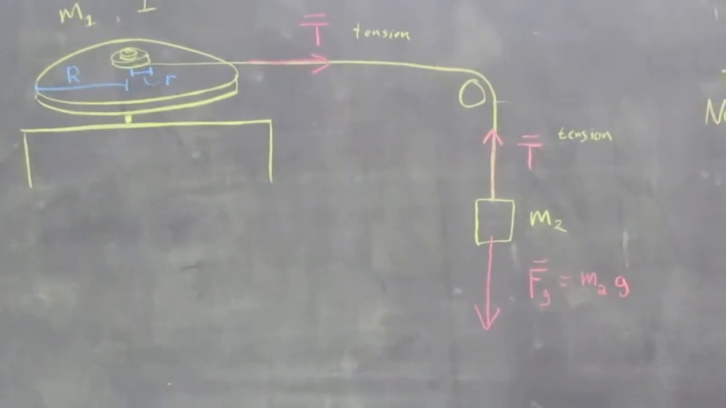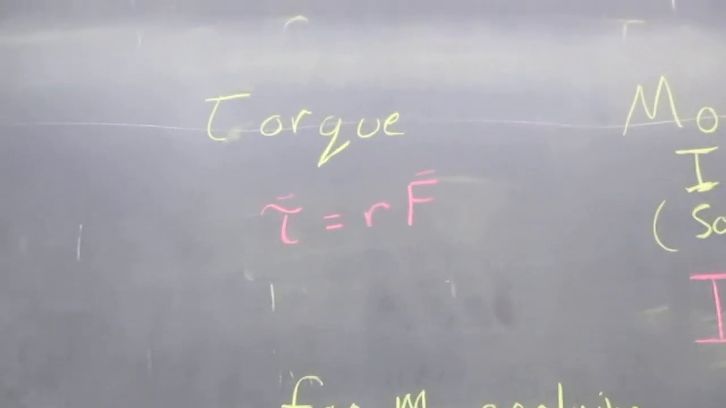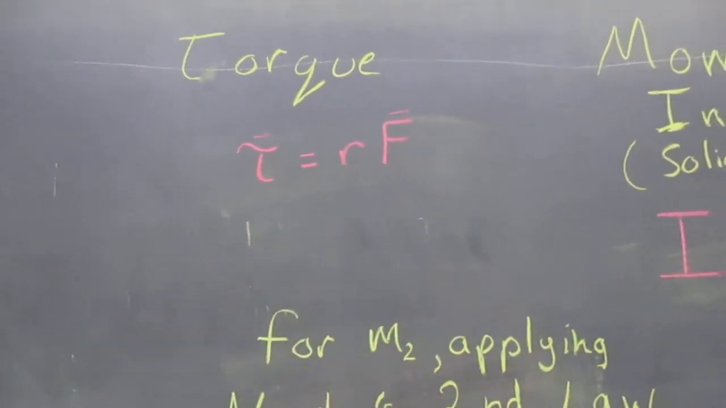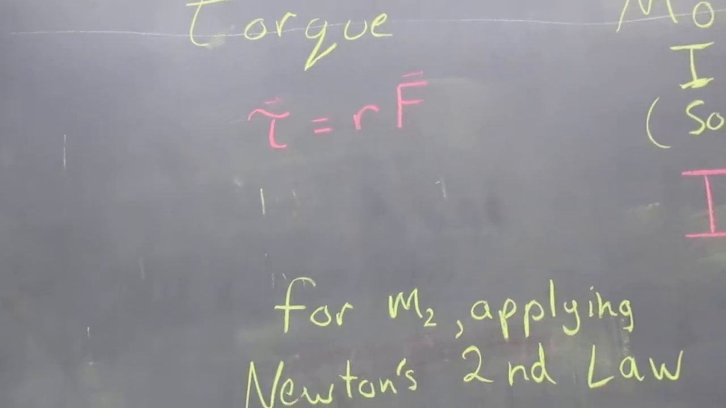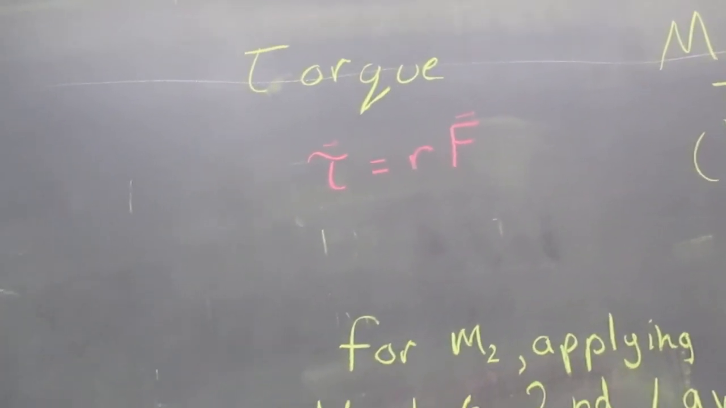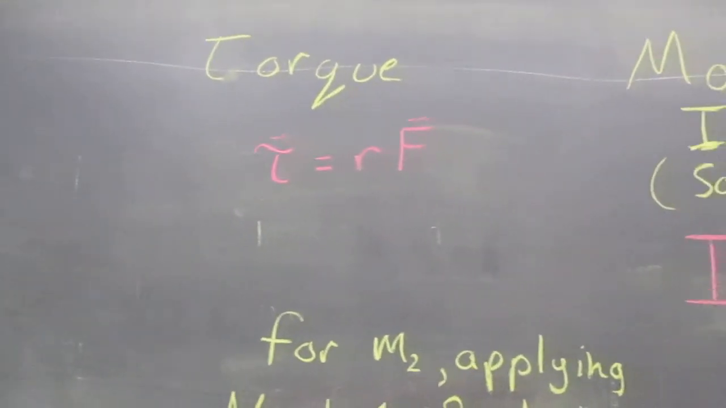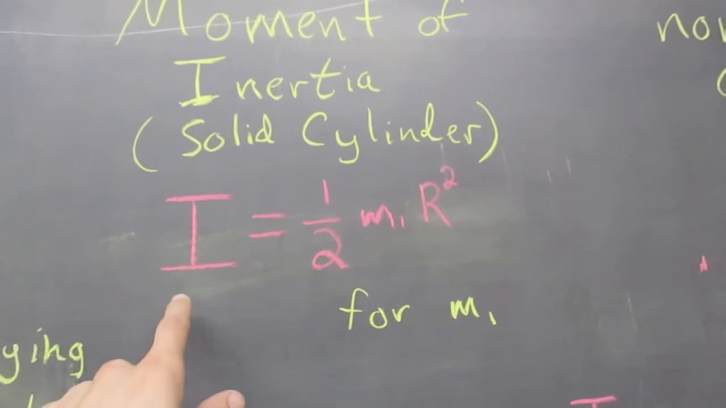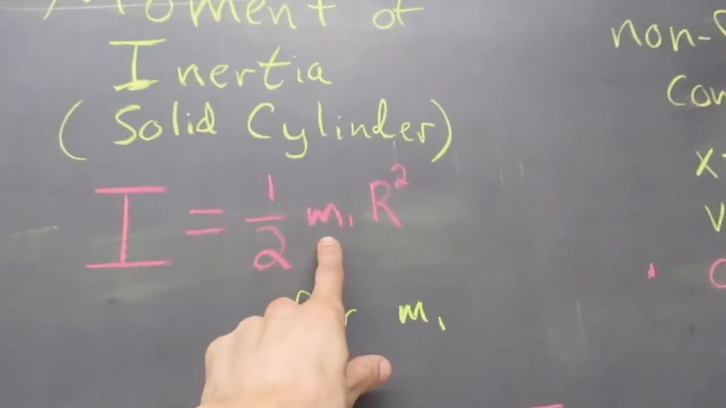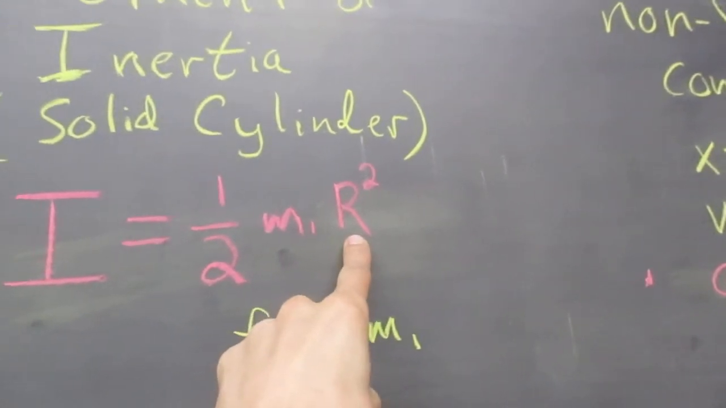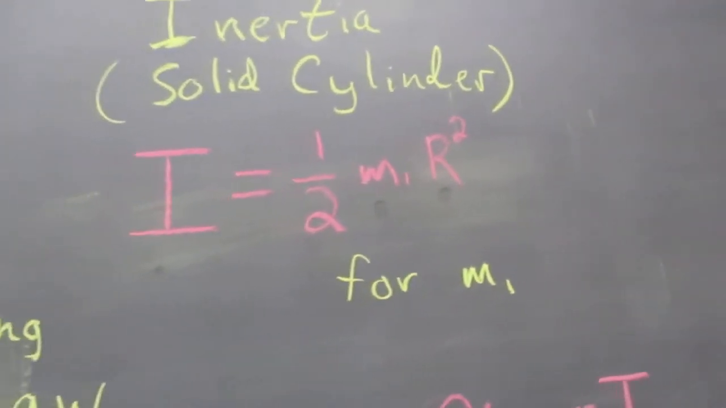Okay, so a few concepts we have to look at is torque. So torque is the radius times the force. It's actually a vector cross product between the radius and the force, but we won't worry about that for this experiment. We have to look at the moment of inertia for a solid cylinder, where M1 is the mass of the platter, and big R is the radius of the platter.